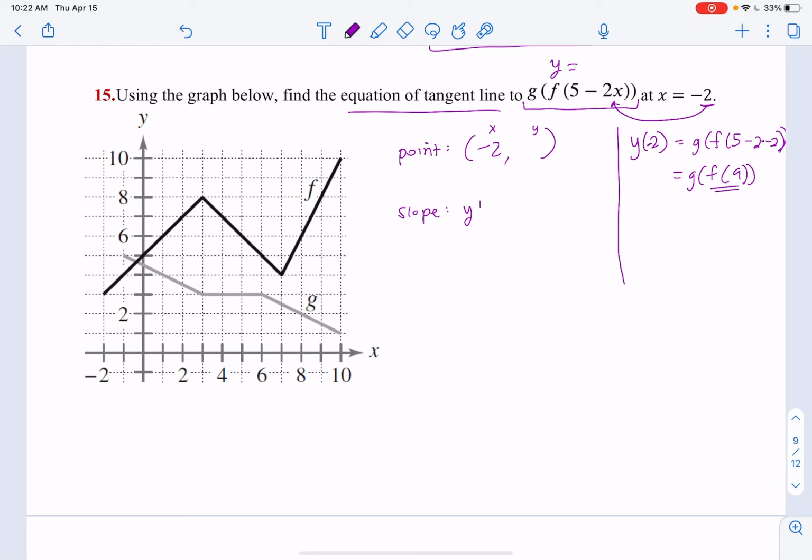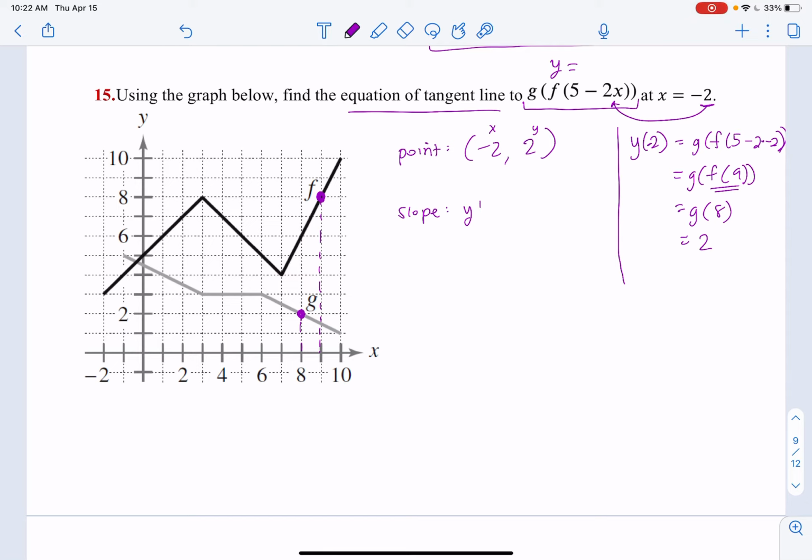Let's find f of 9. Is that the value or the slope? We want the value since it just says f of and not f prime. And so the value is 8. So we need now g of 8. So go to 8, go to your g function. Looks like that value is 2. So our point is (-2, 2).